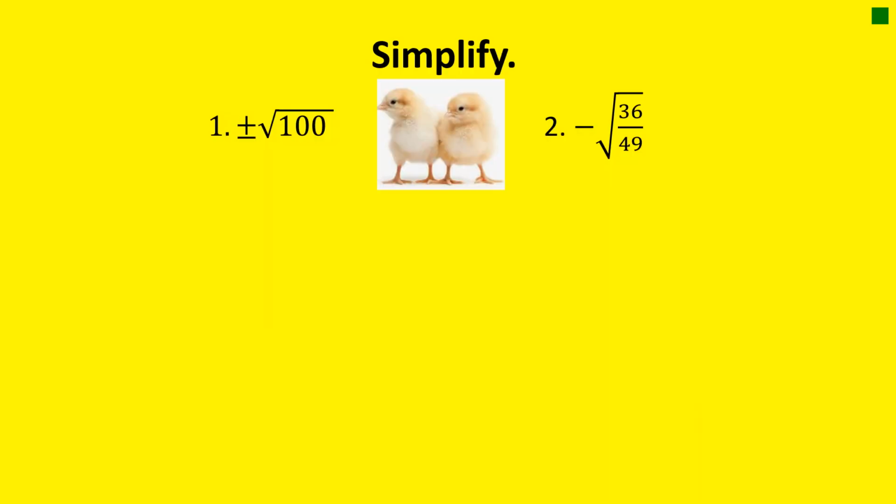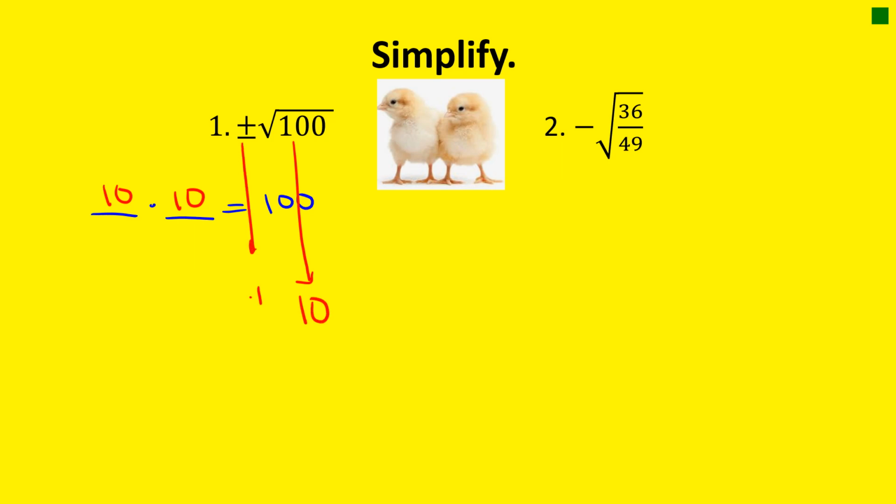So when we are simplifying, we're going to say, is there a number, something times itself, that equals 100? That's what we're thinking of. Well, hopefully you know that 10 times 10 is 100. So the square root of 100 is 10.